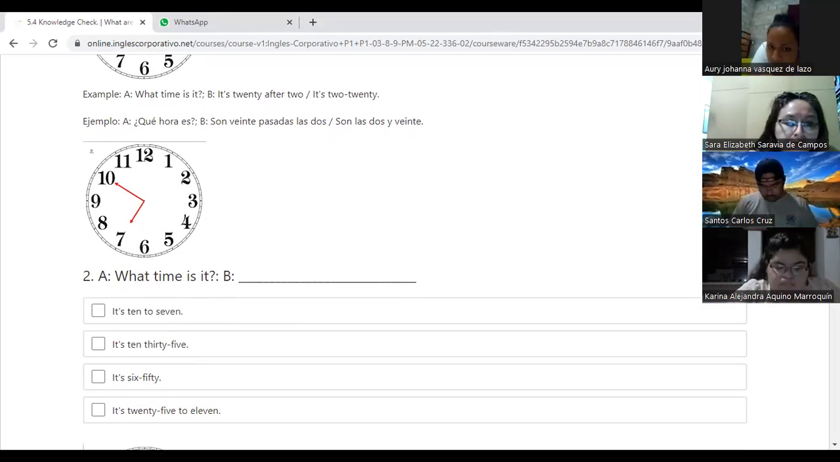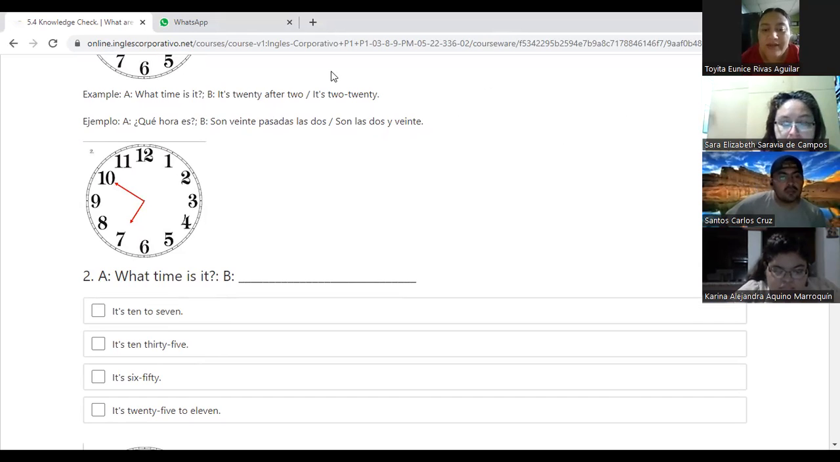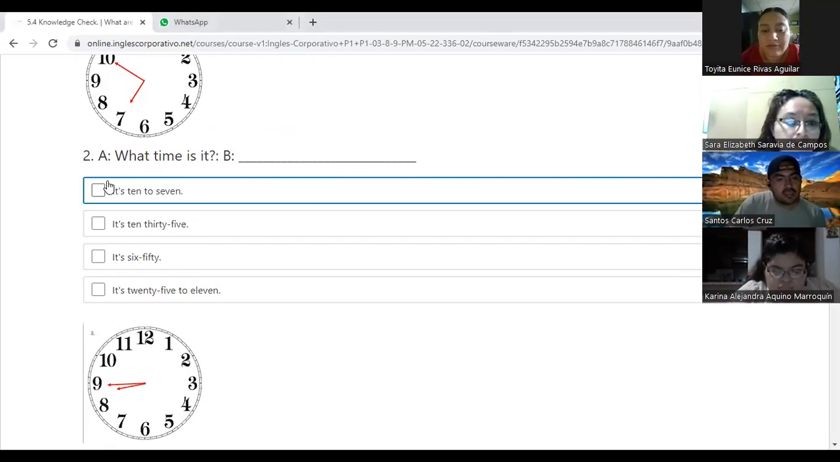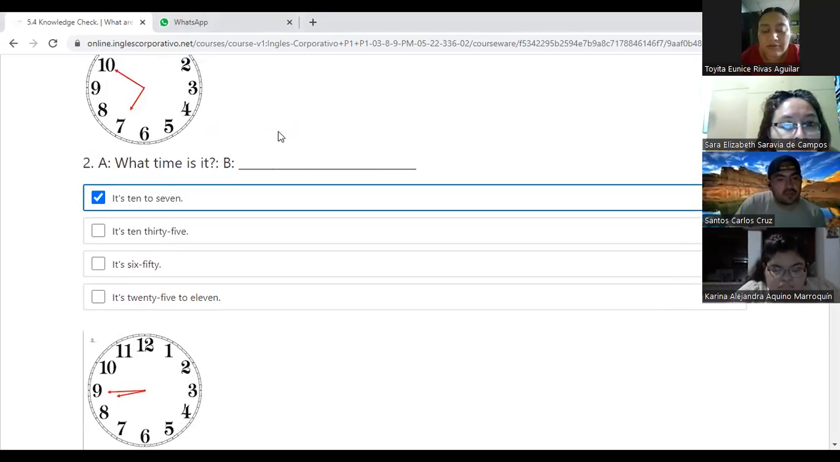Second example. ¿Qué hora es? Son 20 pasadas las 2. Son las 2:20. Veamos aquí. Empecemos. Number 2. What time is it in this clock? In number 2. Eunice, what time is it in number 2? It's 10 to 7. It's 10 to 7 or?